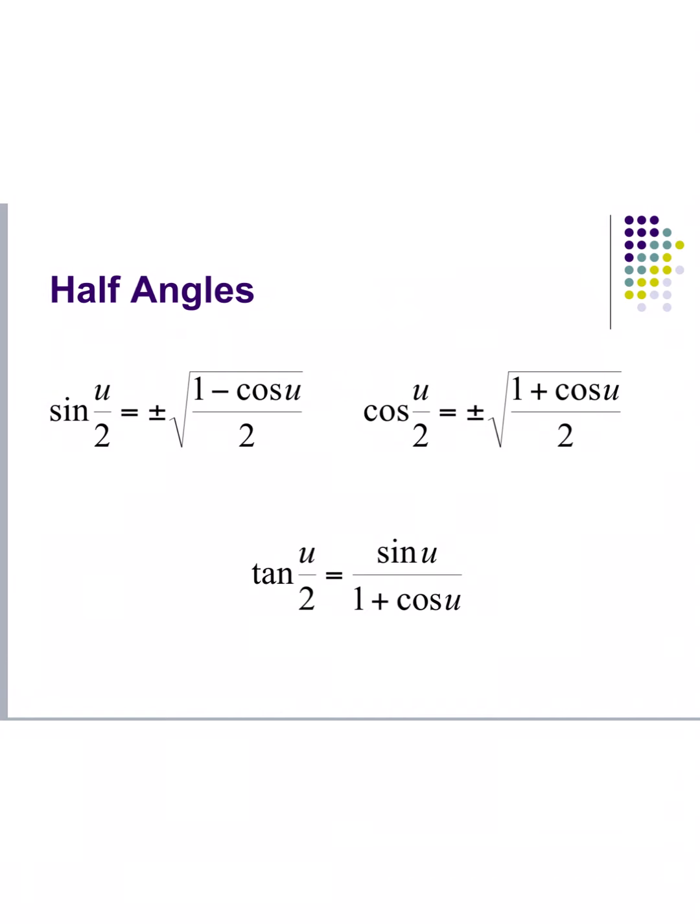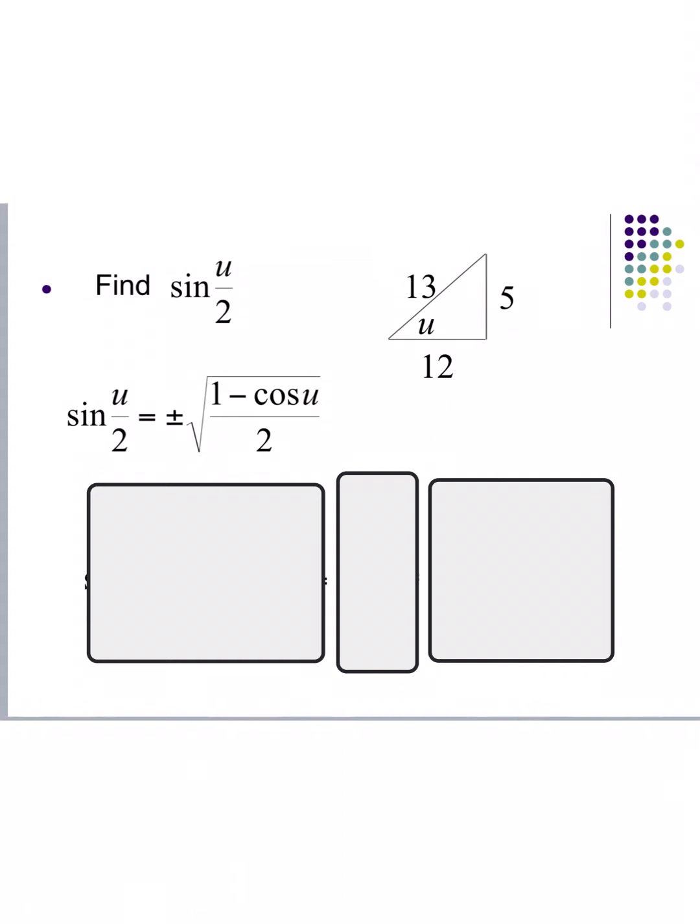Moving on to our next set of formulas, we have the half angle formulas. So we have the sine of u over 2, we have the cosine of u over 2, and then we have the tangent of u over 2. Again, we're going to go ahead and apply this to a situation so we can look at how to use them. If we consider our same angle u, we have the same triangle with opposite, adjacent, and hypotenuse.